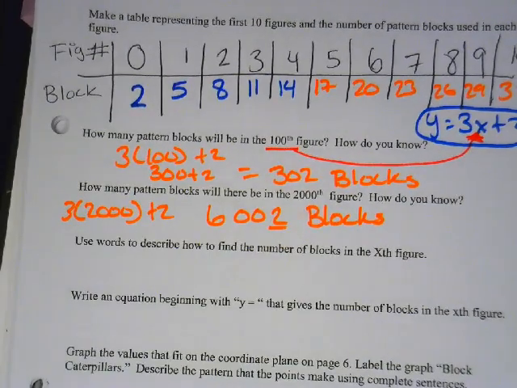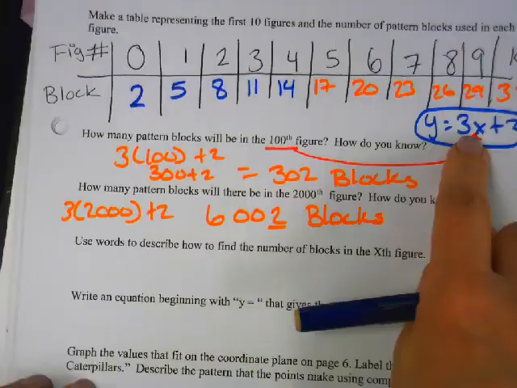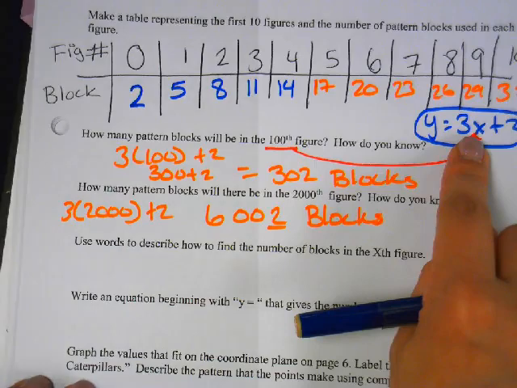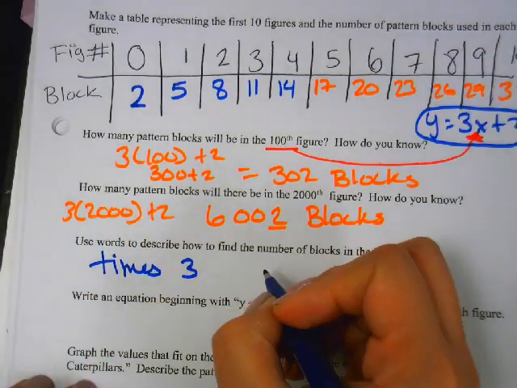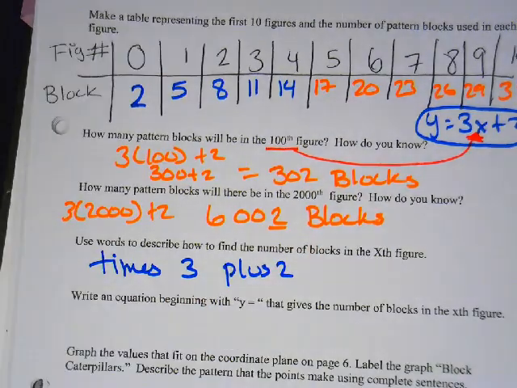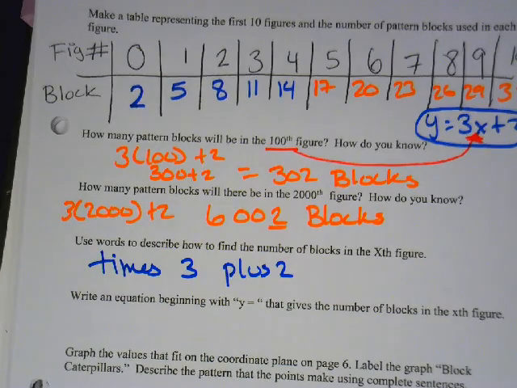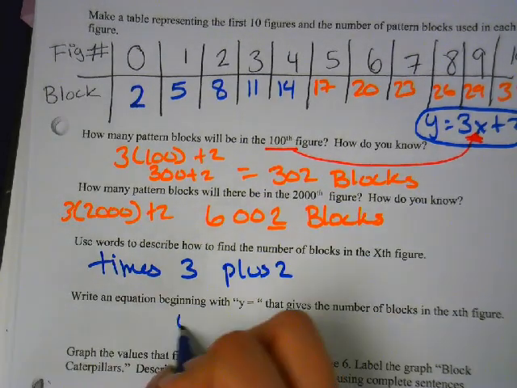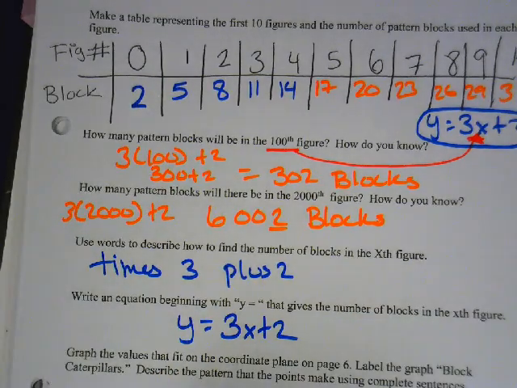Okay, use words to describe how to find the number of blocks in the xth figure. What am I going to do mathematically? So basically it's your equation written in words. Times 3, plus 2. Okay, write an equation, which we already did. What's our official equation? Y equals 3x plus 2.